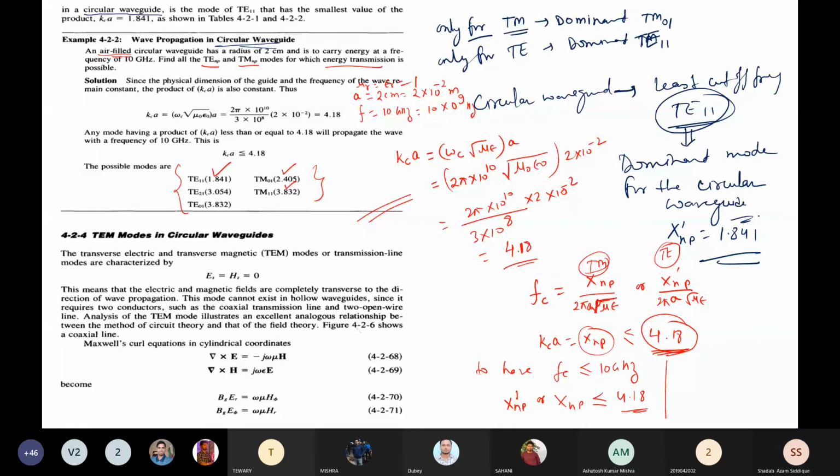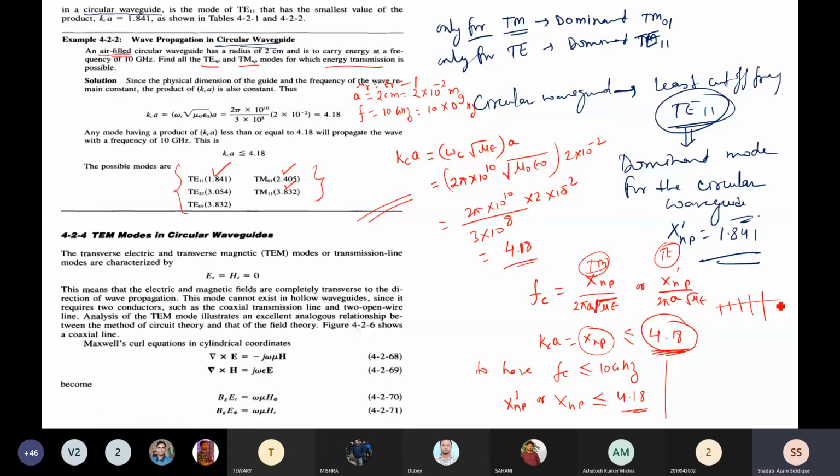Clear? Now very quickly, I'll take the TEM mode so that I can complete the circular waveguide. TEM only exists for coaxial cable, coaxial transmission line, or two-wire line. You have seen the Yagi-Uda antenna, which is used as a conventional antenna, or the log periodic antenna, which was used for TV transmission in black and white. Maybe previously we used this type of TV tower.